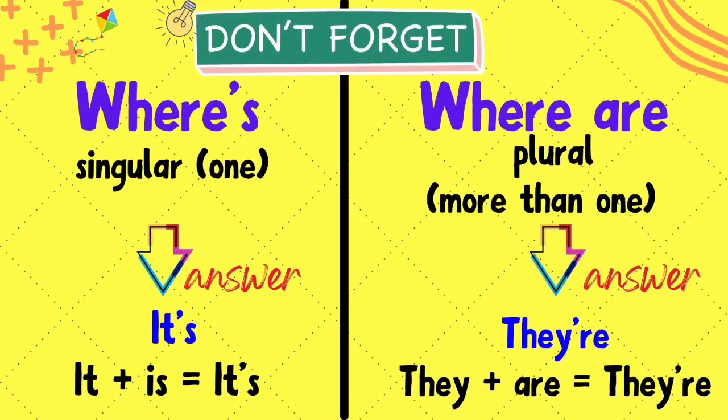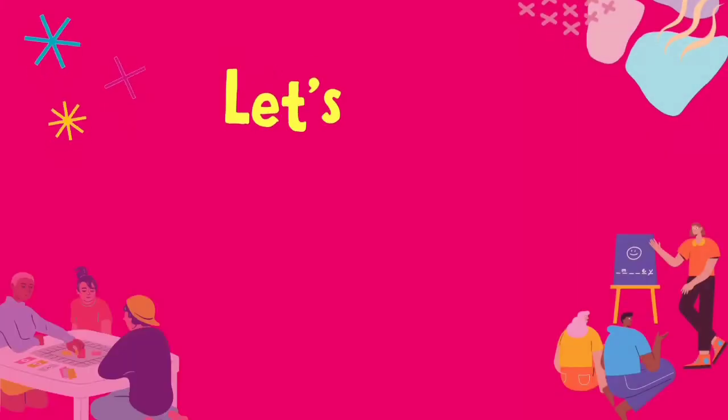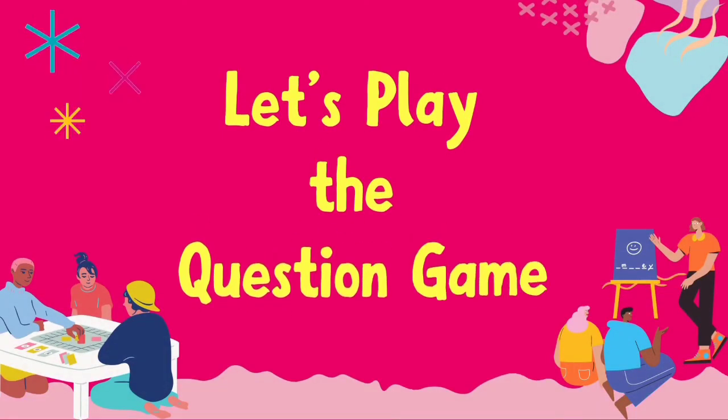Now don't forget, children, the question word where's and the answer it's are in singular form, while where are and the answer they're are in plural form. I hope you understand. Now it's time for us to play the question game. Are you ready? Let's go.